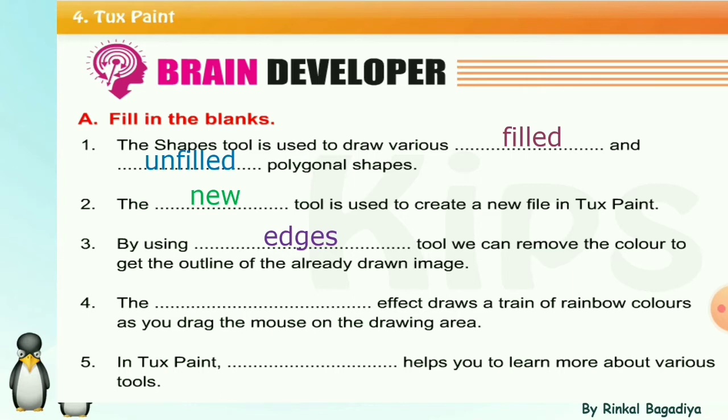Okay. Number 4. The dash effect draws a train of rainbow colors as you drag the mouse on the drawing area. Which effect draws the train of rainbow colors? We have two rainbows, rainbow and real rainbow. Here train of rainbow is given. So which tool draws the train of rainbow? Yes, rainbow effect. So right answer 4 is rainbow, R-A-I-N-B-O-W, rainbow.